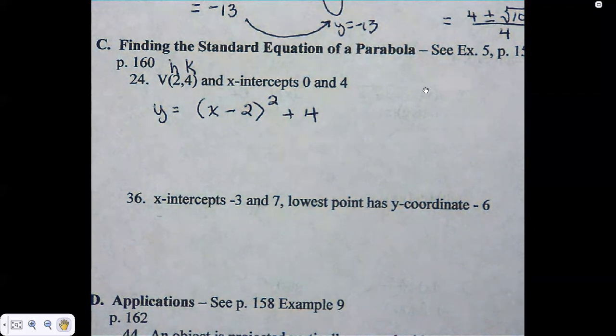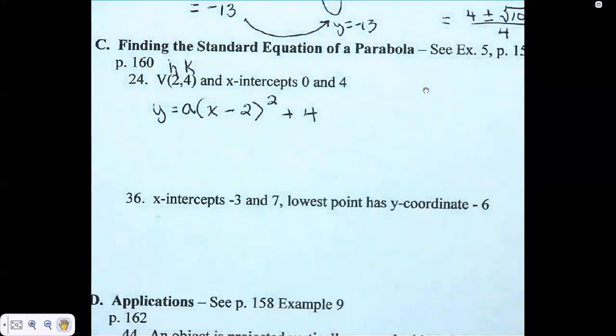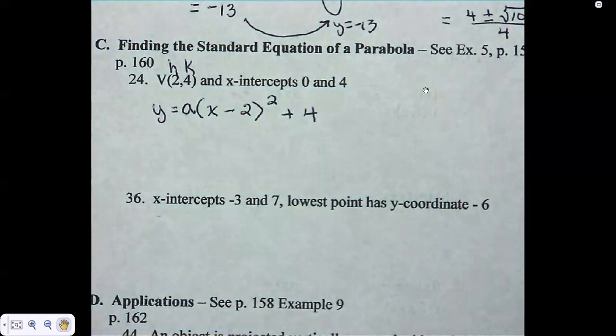But if the x is 0, do I get y is 0? Because that's what an x-intercept would be. If I let x be 0, do I get y is 0? No, I get y is 8. So that wouldn't have the right x-intercept. What could I change about that equation that wouldn't change the vertex, but could give me a different y value when x is 0? What I don't know is that coefficient. So when I'm writing this equation, there's some unaccounted for coefficient at this point.